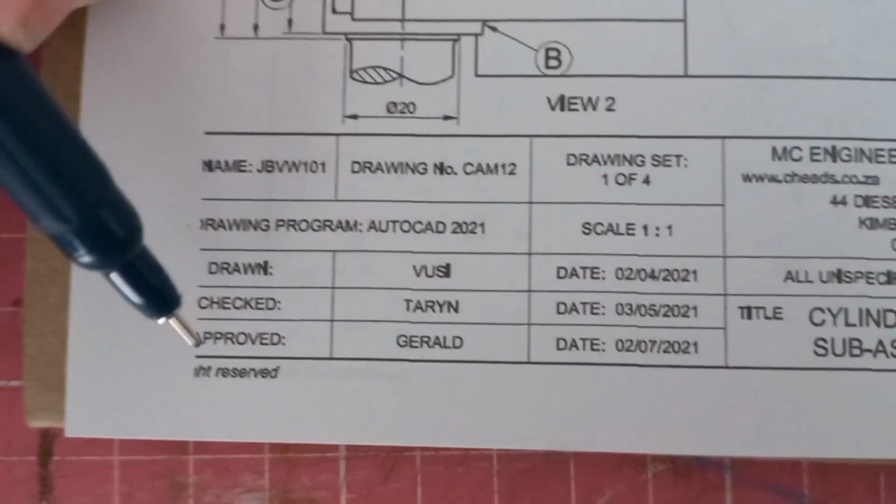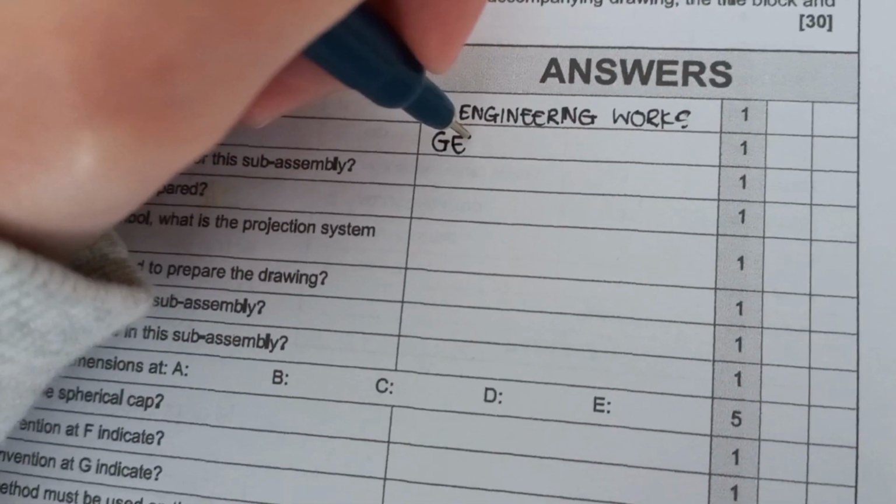Then it says who approved the drawing. So we're going to have a look. It says approved by Gerald. So you're going to write Gerald.